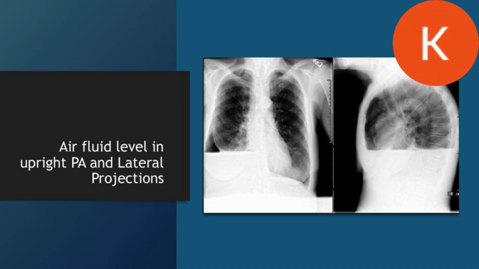Okay, in this slide, we see the air fluid levels in an upright PA or lateral projection. The presence of both air and fluid in the thoracic cavity. The air and fluid levels show as a straight horizontal line. This occurs when the air rises and the fluid settles inferiorly, and it's clearly shown if the patient is upright or erect.